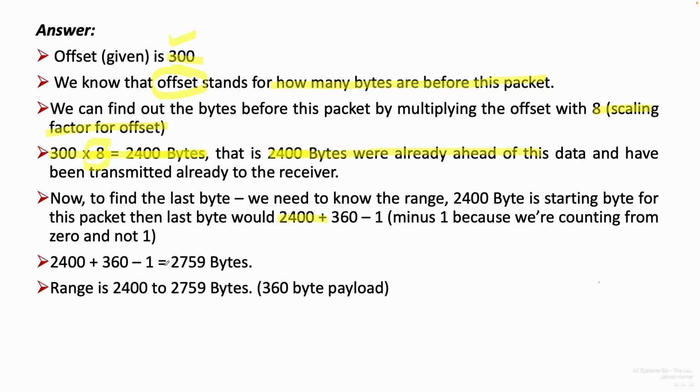2760. But 2760 is actually not the answer because we have to subtract 1 from it. Why? Because we are also considering 2400. The counting is starting from 0. That's why your final answer is from 2400 to 2759 bytes, right? So 360 bytes of payload is in this fragment, and the range is 2400 to 2759 bytes.